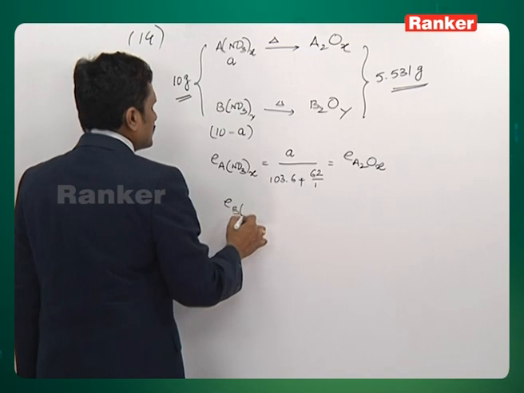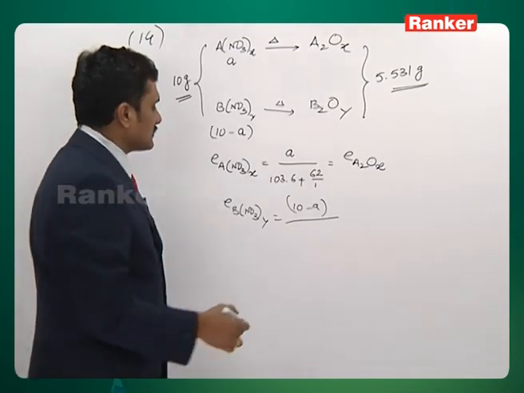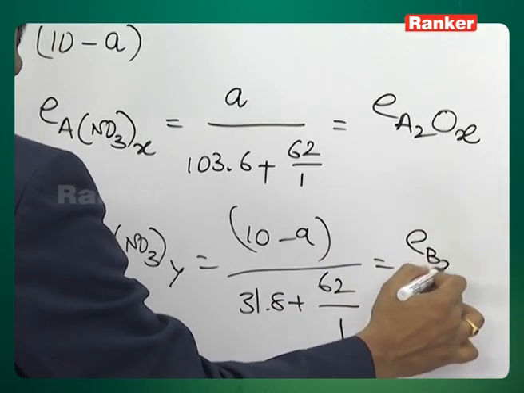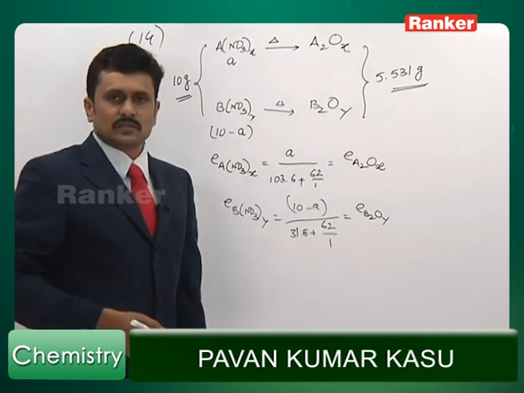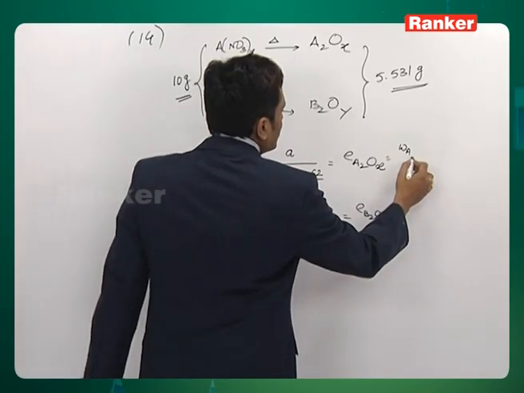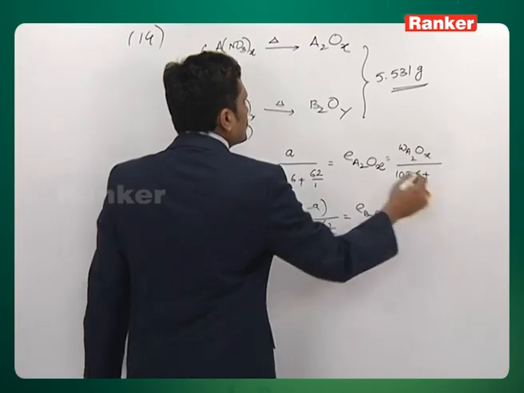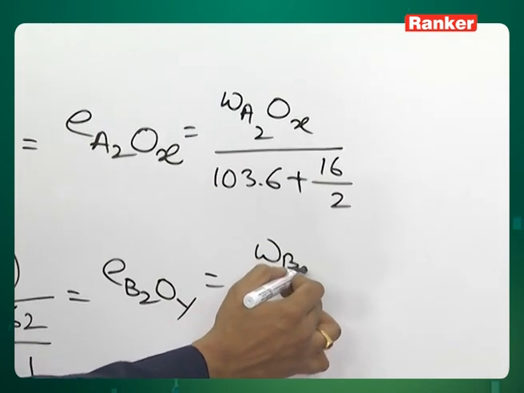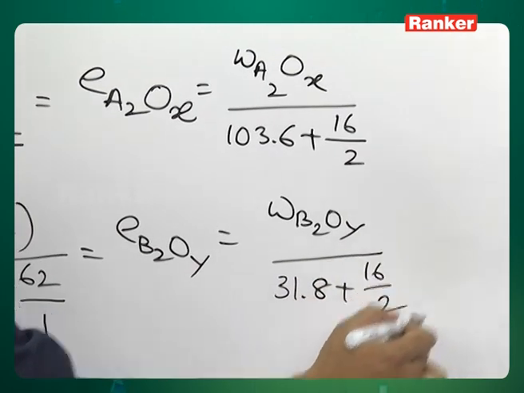And you are also given the gram equivalents of BNO3 taken Y, weight upon the equivalent weight of B is given as 31.8 plus equivalent weight of nitrate ion is this much, which are nothing but the equivalents of B2OY, because you know that the gram equivalents of two substances reacting with each other or formed from each other should be equal. Now I write this as weight of A2OX divided by equivalent weight of A2OX, that is equivalent weight of A, once again 103.6, plus equivalent weight of oxygen, that is gram atomic weight by its valency, and the gram equivalents of this thing as weight of B2OY divided by the gram equivalent weight of this plus the gram equivalent weight of oxygen.